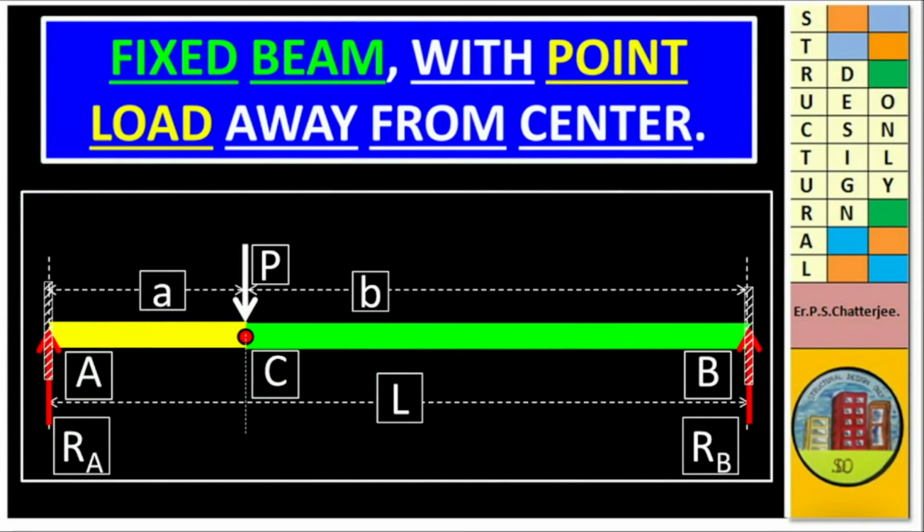Fixed beam with point load away from the center. Once again, this is RA and this is RB. This side is A, this side is B, and this position is C. This is the length A, this is length B.